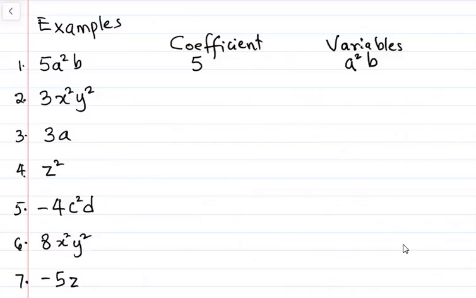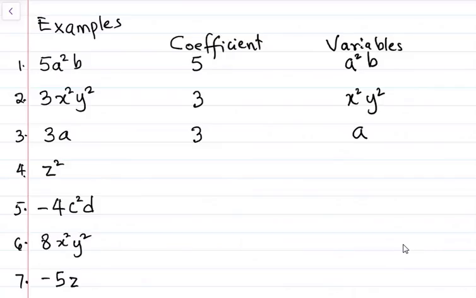So let's go to the second one now. We have 3x squared y squared. What will be the coefficient and what will be the variable? Our coefficient will be 3 and the variable will be x squared y squared. And in number 3 we have 3a. What will be the coefficient and the variable? We're going to have 3 and our variable will be a.